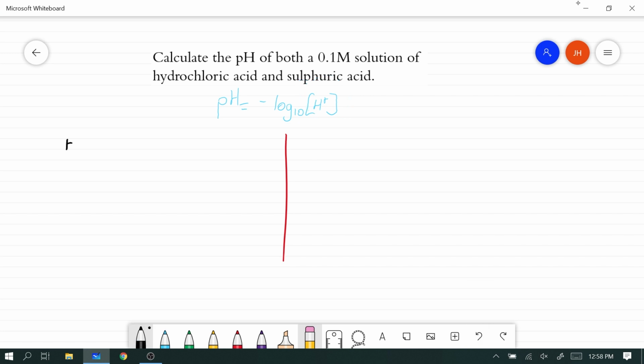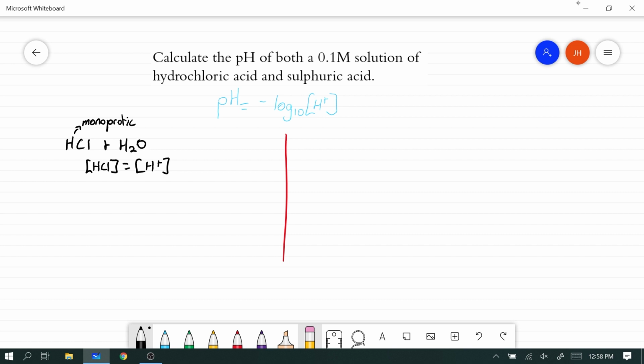So when we're looking at hydrochloric acid, we should be able to identify that that is monoprotic, which means that the concentration of hydrochloric acid should be equal to the concentration of our hydrogen ions which are being released. And that makes sense because for every one hydrogen chloride particle that we have, there is one hydrogen ion that can be released.